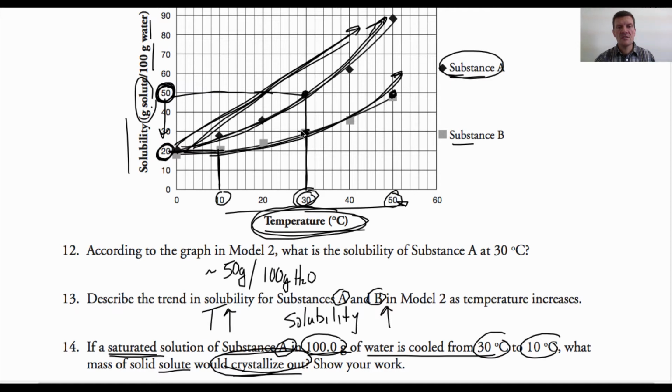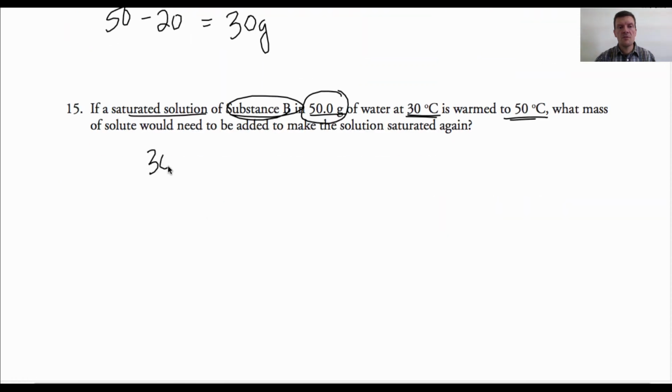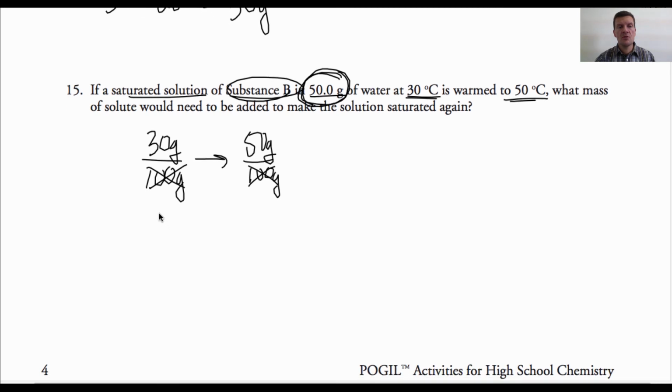So at 30 degrees Celsius, saturation level is 30, and then at 50, saturation level is about 50, but this is per 100 grams of water. So we're going from 30 to 50 per 100. We're going from 30 grams per 100 up to 50 grams per 100. So that means if we're only working with 50 grams of water, not 100, we're going to have to divide this in two. So we're only going to be able to have 15 grams, and then up at the new temperature, you can dissolve as much as, divide that by 2, 25 grams.